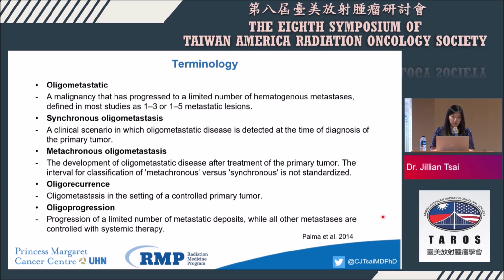And there are synchronous oligometastases, meaning that the disease is detected when they are diagnosed with their primary tumor. Metachronous means that the development of oligometastatic disease occurred after the diagnosis of their primary tumor. Oligorecurrence means that there's a controlled primary tumor and somehow there's a disease popping up elsewhere. And I will also focus on oligoprogression. It's a newer terminology, meaning that there's limited progression of metastatic disease in otherwise pretty stable widespread disease.